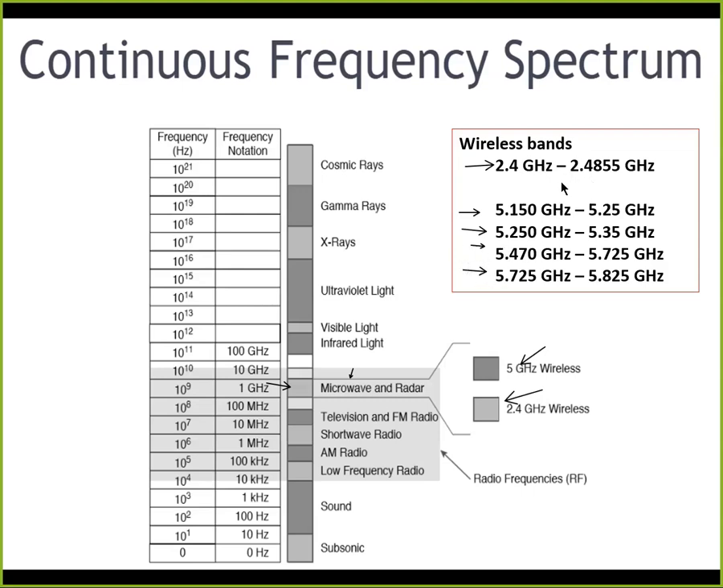The 2.4 gig, and we'll look at them in a little bit, really only has three clear channels that you can use. Down here we have television, FM, shortwave, and sound that we use in subsonic. The thing that happens also is, the higher the frequency, the shorter it's going to go. So 5 gig is not going to go as far as the 2.4 gig.